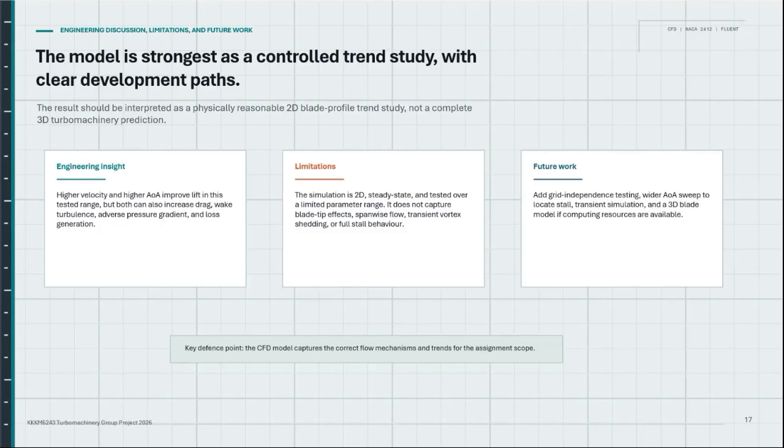For future work, we suggest adding grid independence testing, using a wider angle of attack range, conducting transient simulation, and developing a three-dimensional blade model if computing resources are available. The key defense point is that the model is suitable for a CFD trend study within the assessment scope.